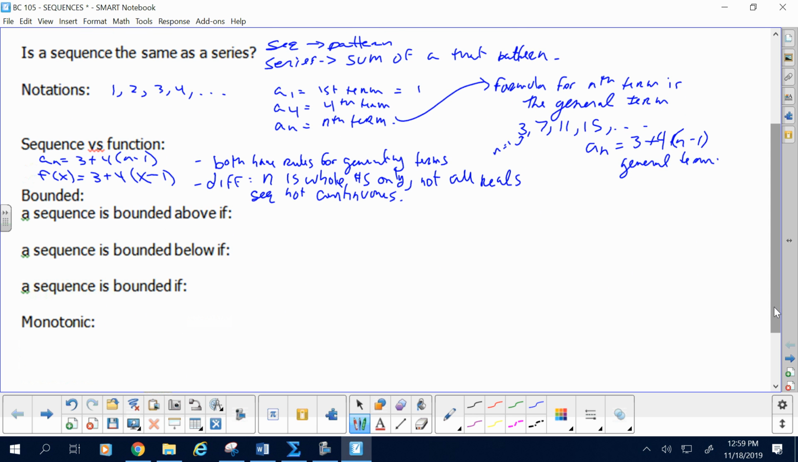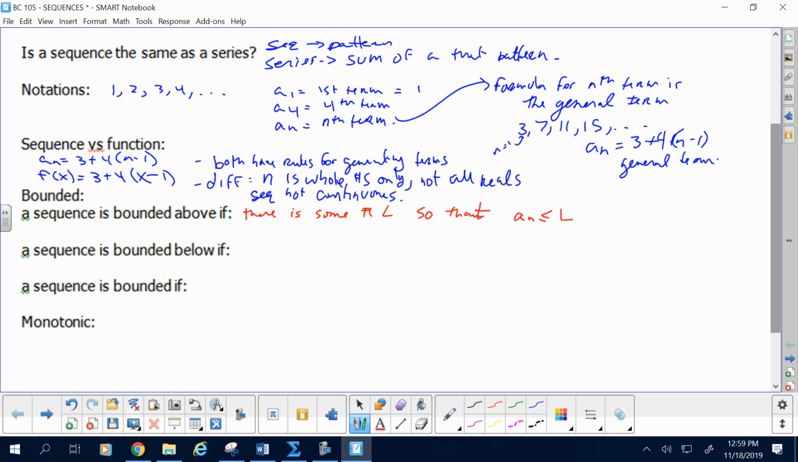A little bit more vocabulary, just basics of sequences. Bounded. A sequence is bounded above if, think of it as a ceiling, there is some number L so that a sub n, or all terms, are less than or equal to that number. If there is a top floor, a ceiling to the terms, then it is bounded above.